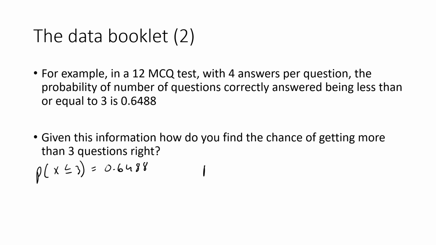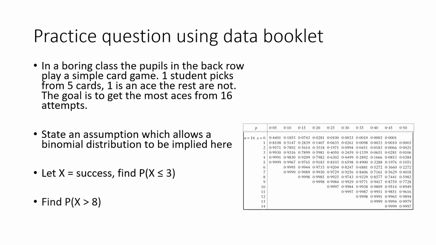But how do we find the opposite? How do we find the probability of getting more than 3 correct answers? Well, that's just simple. You do 1 minus the probability of getting 3 or less correct answers, which is 1 minus 0.648, which gives us 0.352. Using the method you've just learned, try and do the following questions.